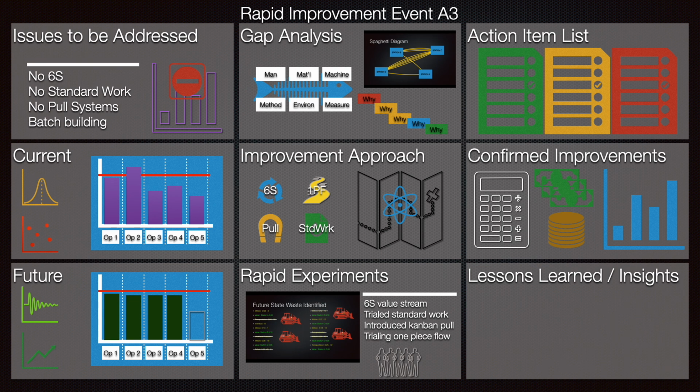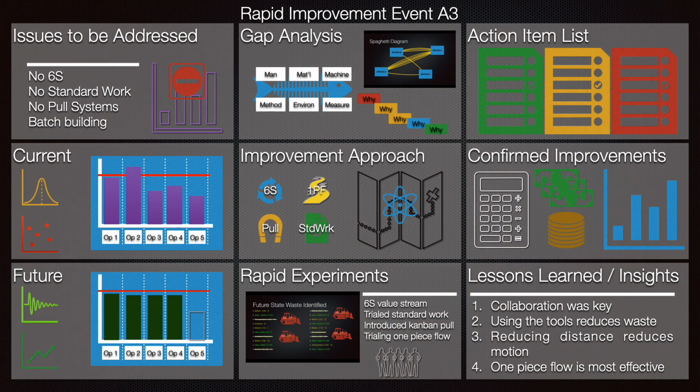And then last but not least is your lessons learned and insights. This is where you get the team together and capture all the different things that the team learned for the week or for the project. Collaboration was key. Using the tools reduced waste, and distance reduces motion, and one-piece flow is the most effective, right? All these little insights so that when another team comes up, they can learn real quickly from what you've done, especially if they're trying to implement standard work like this was done in this event on this A3.